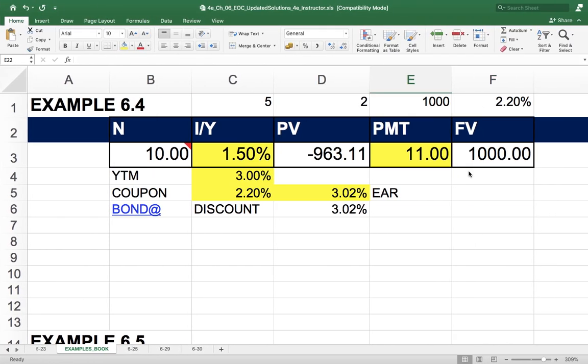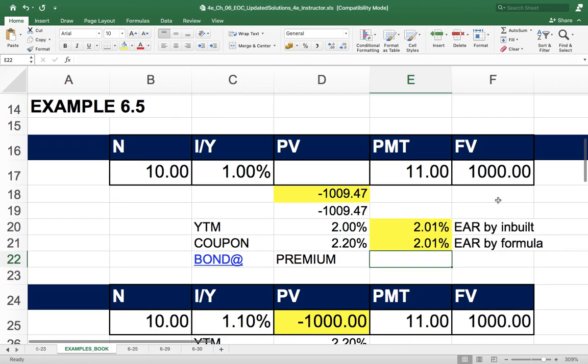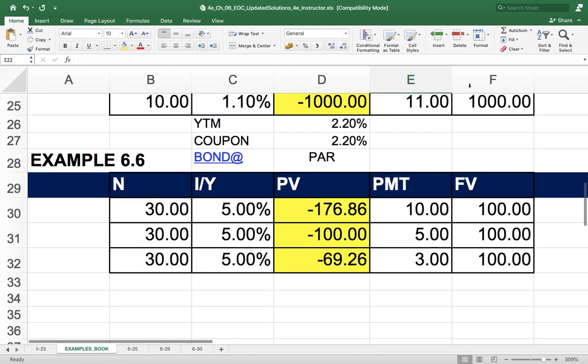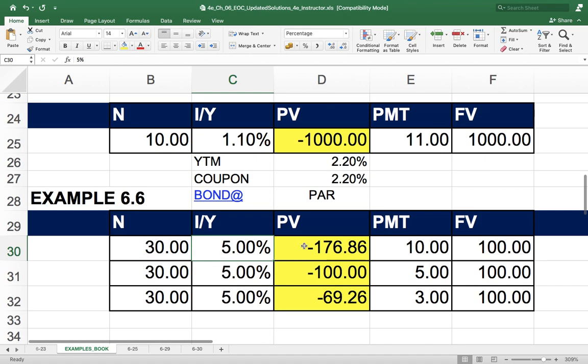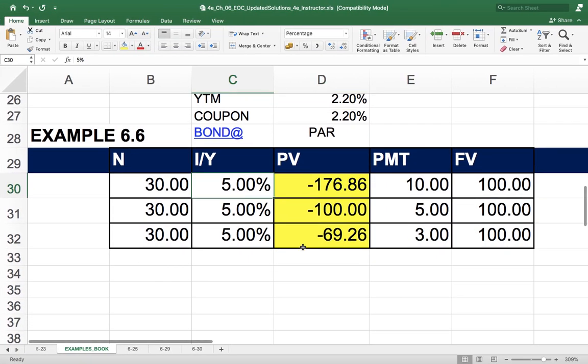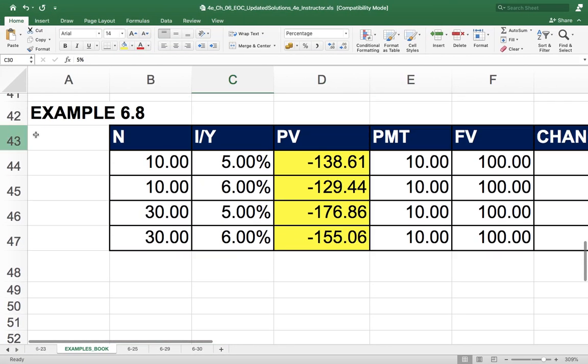Let us see the spreadsheet for this question. Yeah, here is the question 6.8. The YTM is 5% here. This is the 10-year bond, so N is 10. It is an annual bond, so N of 10 means 10 years. The YTM was 5% earlier.